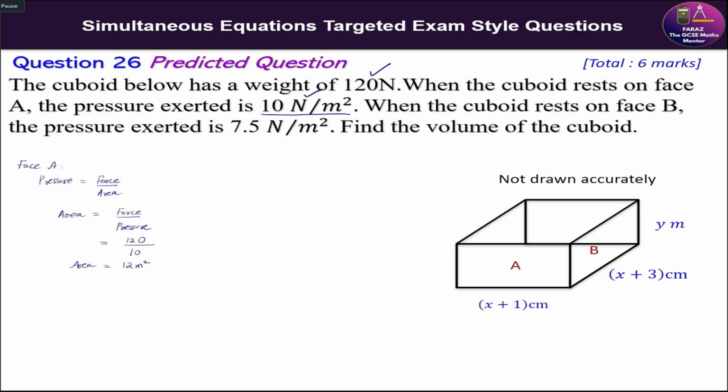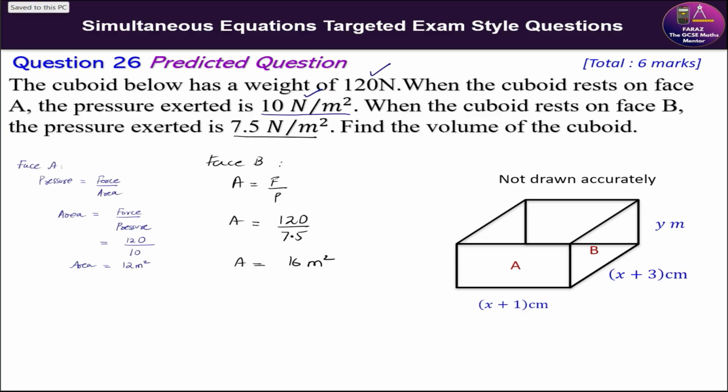Alright, now let's do the face B calculation. For face B, again we use the same formula, pressure equals force over area, and area equals force divided by pressure. A equals F over P, and therefore A equals 120 divided by 7.5. When the cuboid rests on face B, the pressure exerted is 7.5 Newton per meter square. 120 divided by 7.5 equals 16 meter square.